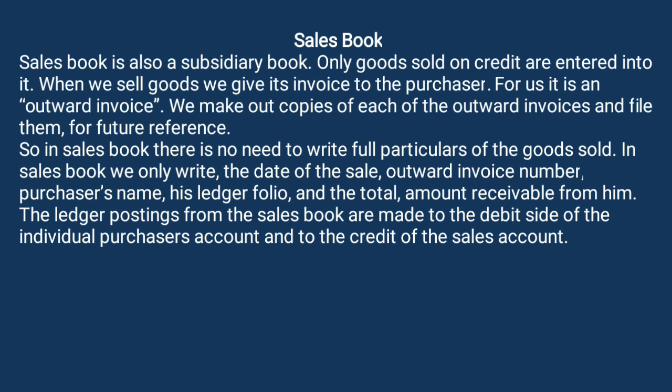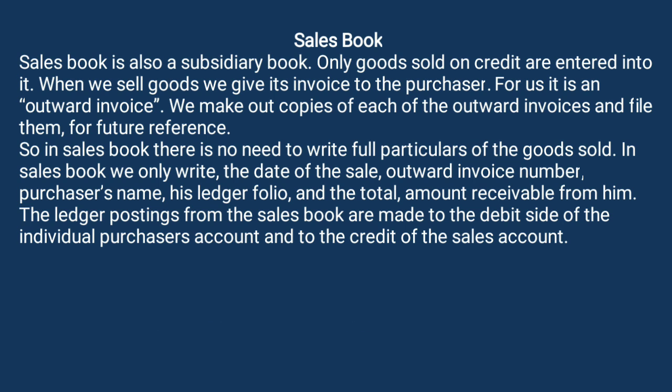In the sales book there is no need to write full particulars of goods, because that already appears in the invoice. In the sales book we only write the date of the sale, the outward invoice number which helps us trace the complete details, the name of the buyer and his ledger folio number, and the total amount receivable from him. The ledger postings from the sales book are made to the debit side of the individual buyer's account and to the credit of the sales account. If we have learned how to prepare the purchase book, then similarly we will prepare the sales book.